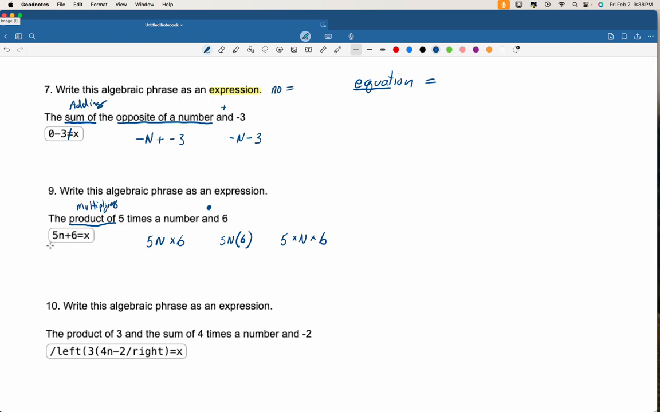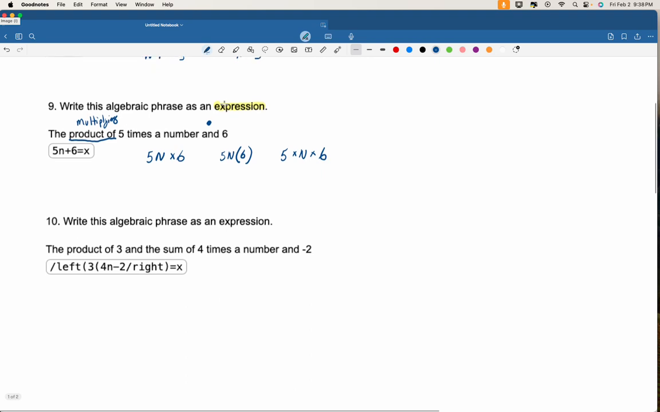But this is what you typed in. You typed in addition with an equal sign. So if you had put multiplication here, I would have marked that right. But because you put a plus sign, you missed where it said product. You got 5n right, and you got the 6 right. You just got the wrong operation right here, and you put that equal sign in there. You don't always have to have that equal sign. Again, this one was an expression, so there's no equal sign.